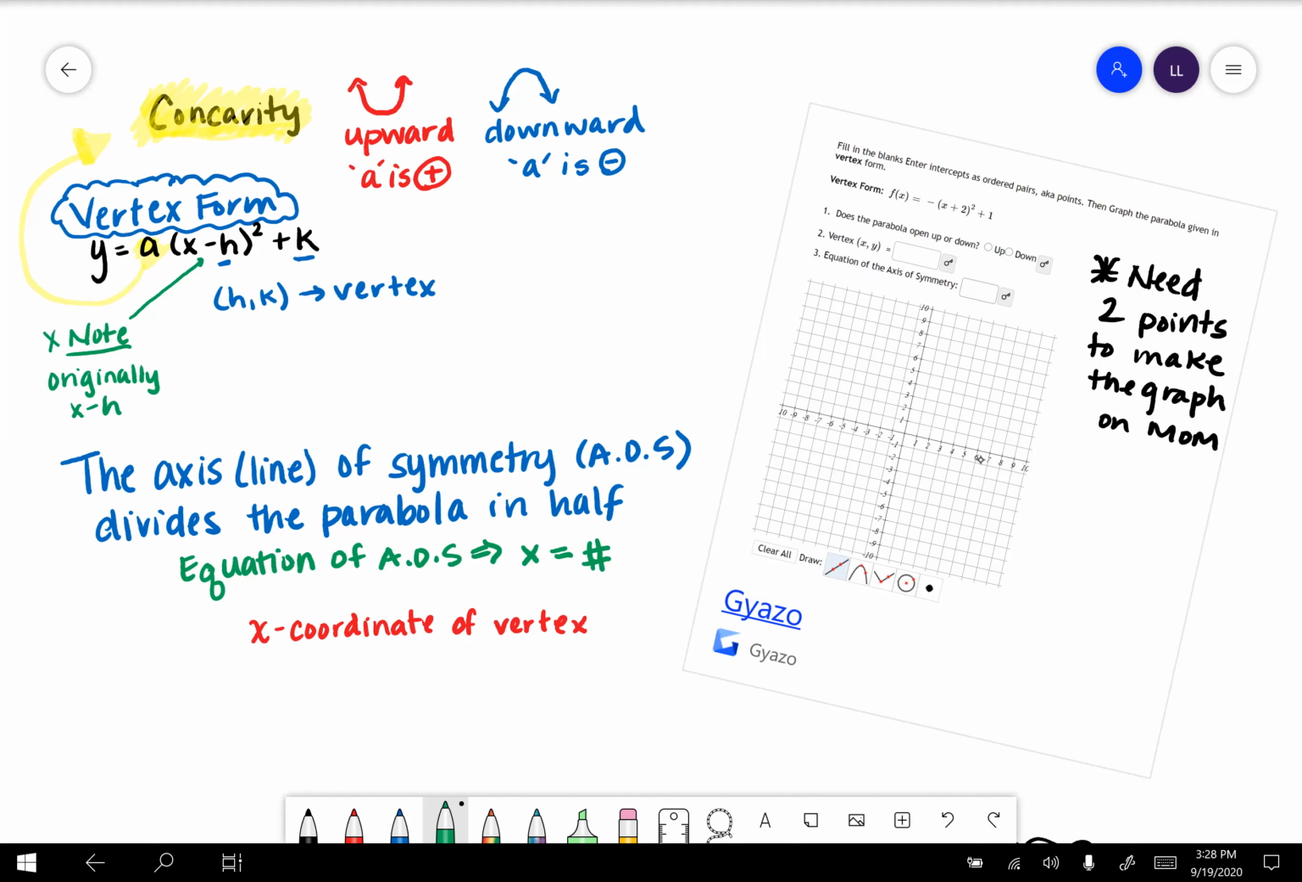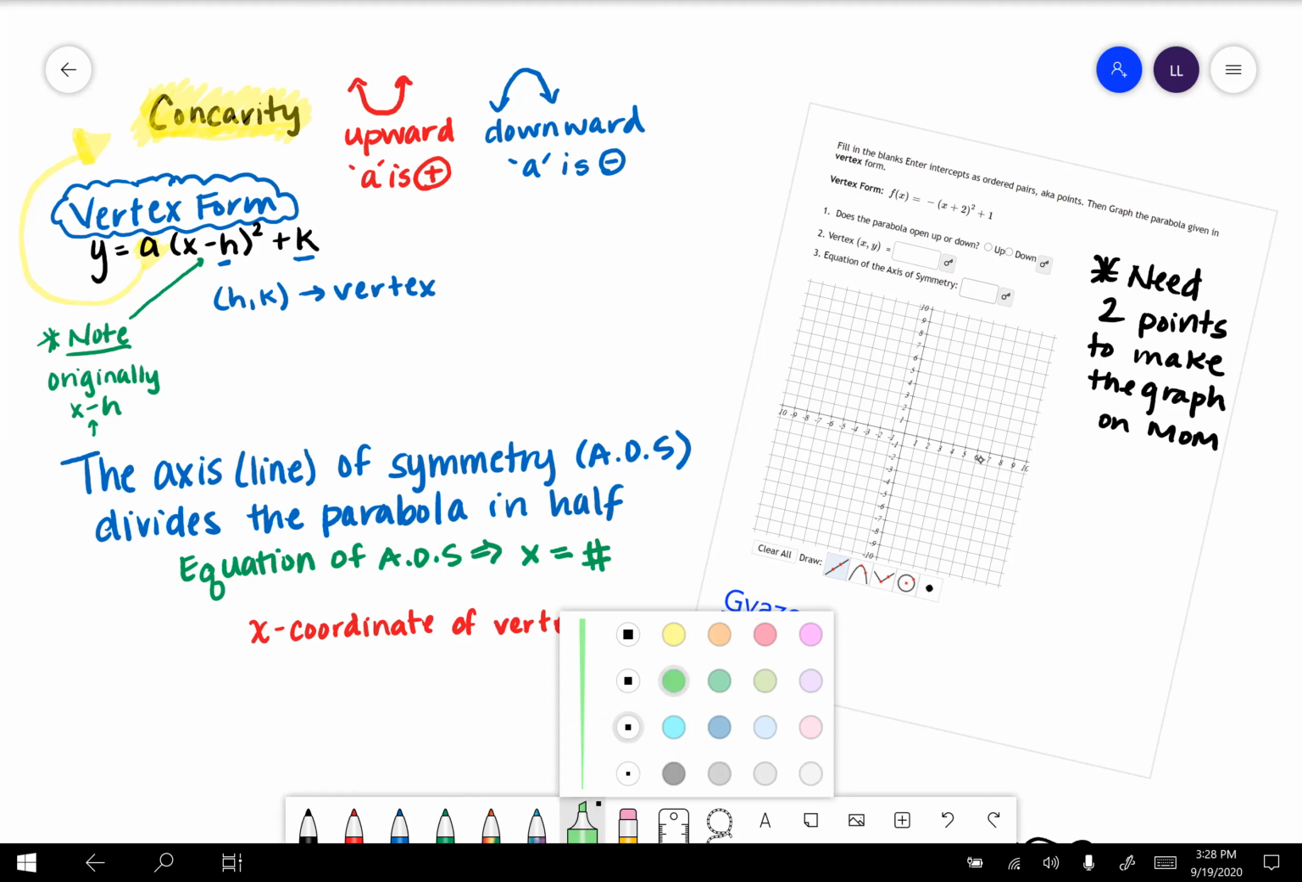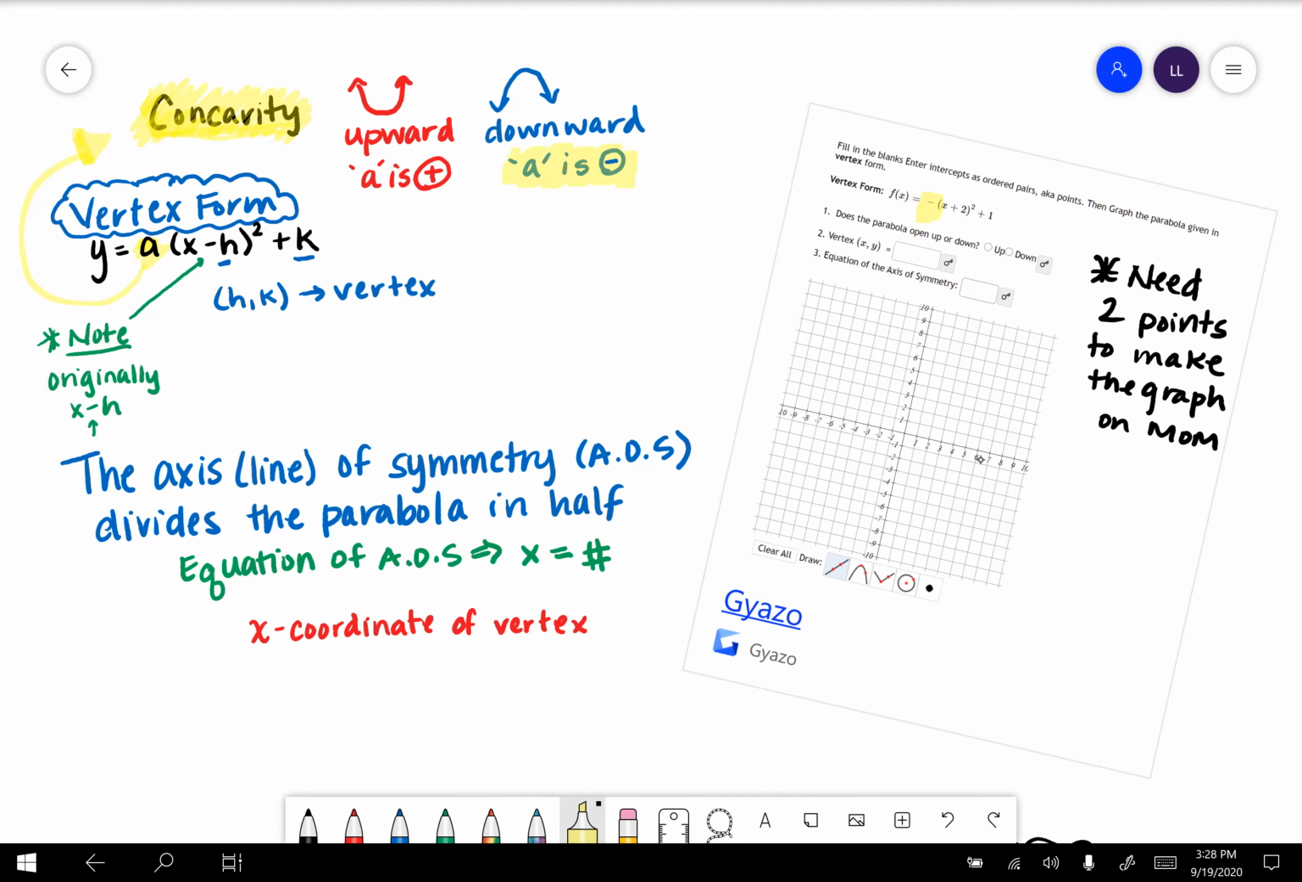Notice that originally it is x minus h. This is a minus. H and K make up our vertex, okay? So now when we look at our example, we see here that we have, first of all, A. A is going to be the number in front. In our case, A is negative, which means our graph is concave down. When A is negative, our graph is concave downward.